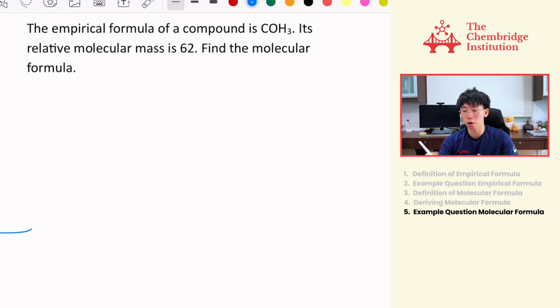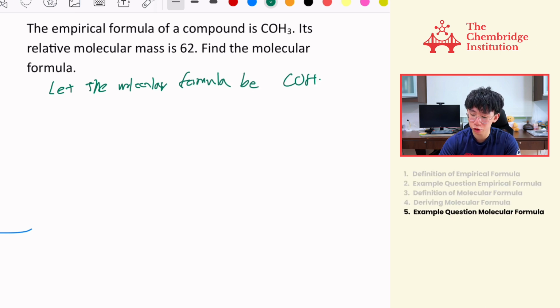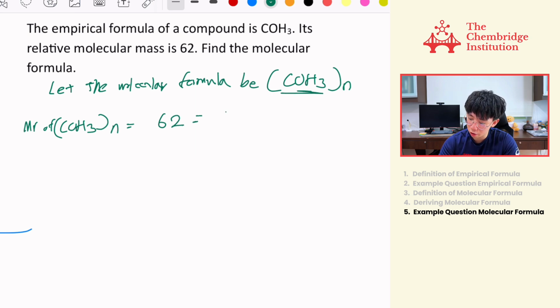So here they say the empirical formula of a compound is COH3. Its relative molecular mass is 62. So find the molecular formula. Here, the first statement we always want to write is: let the molecular formula be (COH3)n, which is the empirical formula, the whole thing with n. Then we present this such that Mr of (COH3)n equals 62. And this equals, if you calculate properly, (12 + 16 + 3 × 1), which is the relative mass of the empirical formula, the whole thing times n.